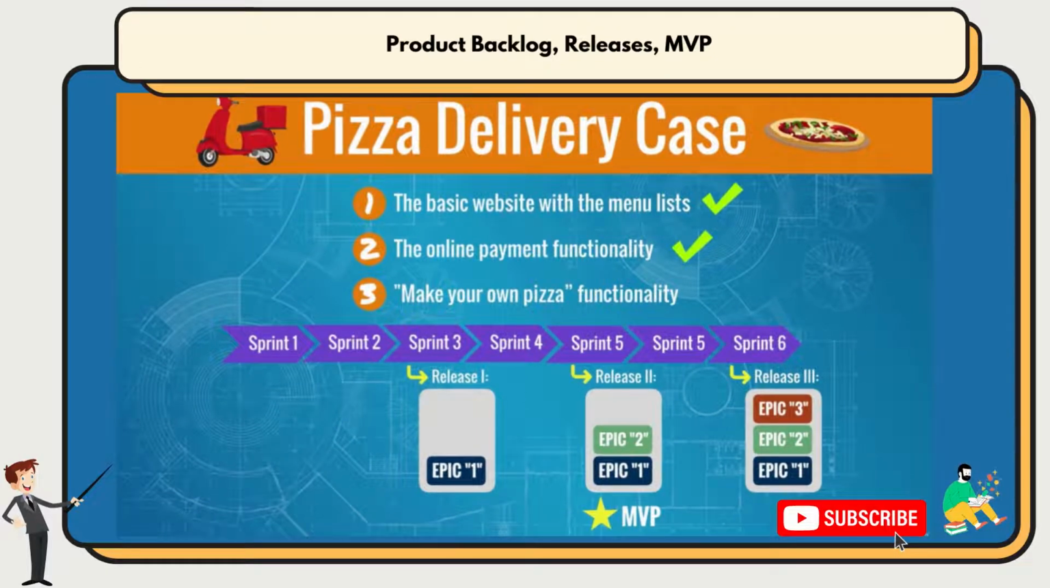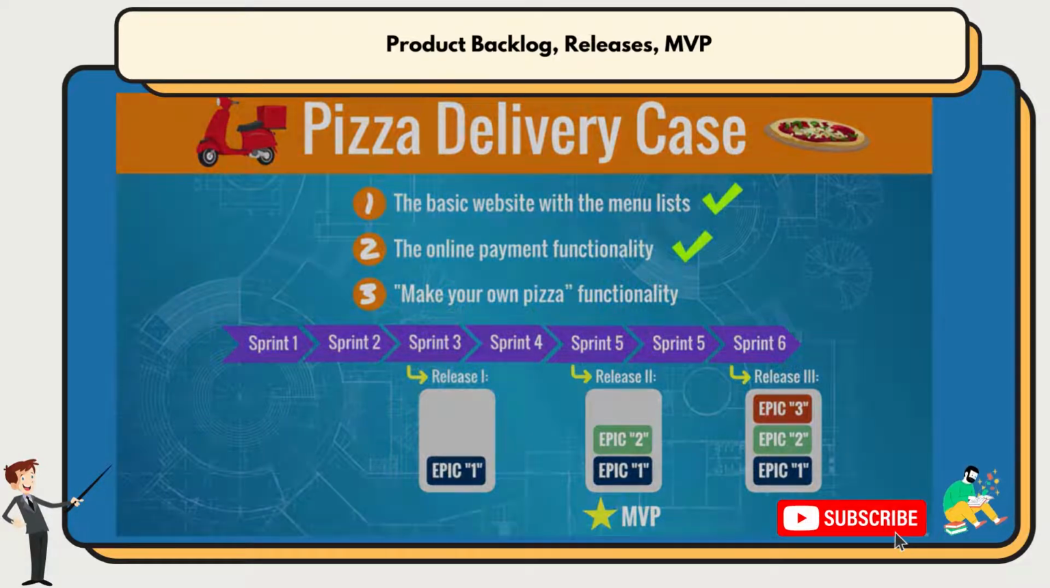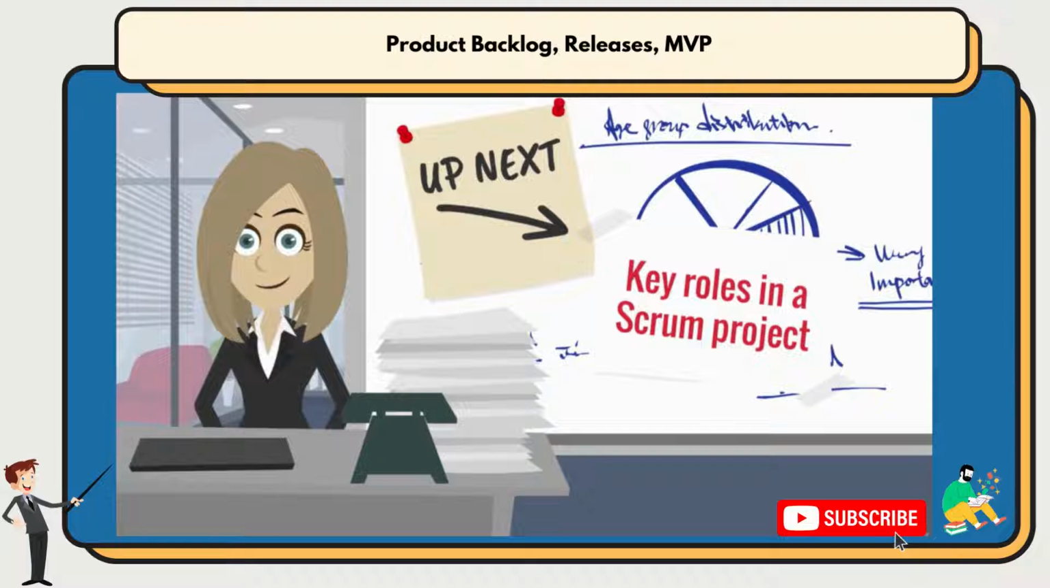Great. We have learned the critical aspects of how the scope is defined and managed in a Scrum project. In the next lesson, we will review the key roles in a Scrum project. See you there.